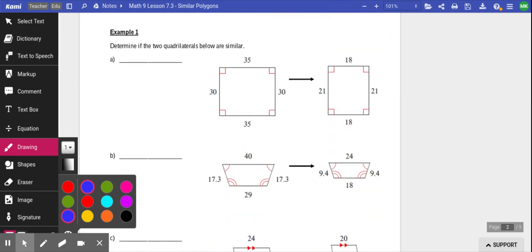Let's look at this right here. So we have to determine if these quadrilaterals, that means four-sided shape, are similar. So are they similar? The way I can check is to see if the side lengths have all grown by the same ratio or the same scale. So the first thing first, I need to figure out which sides match up.